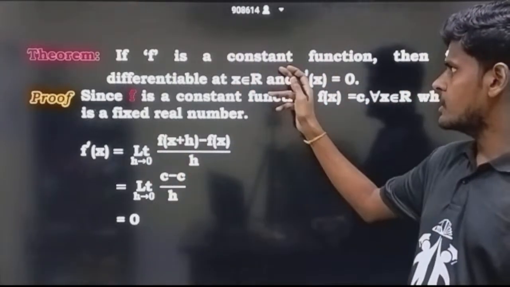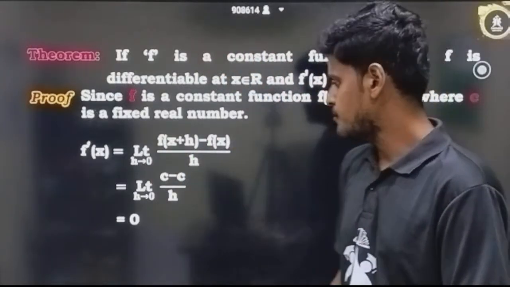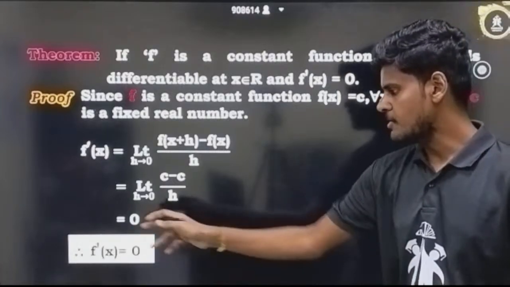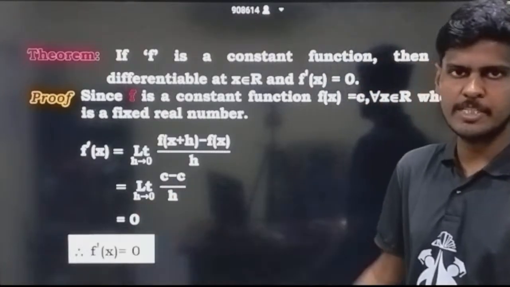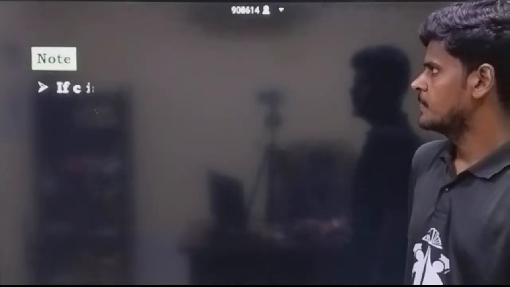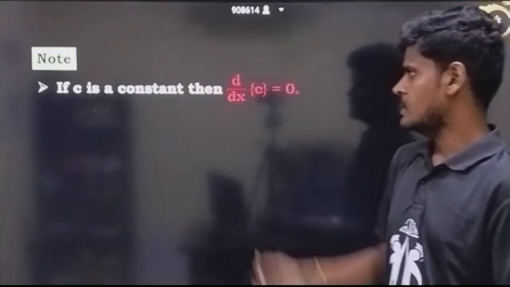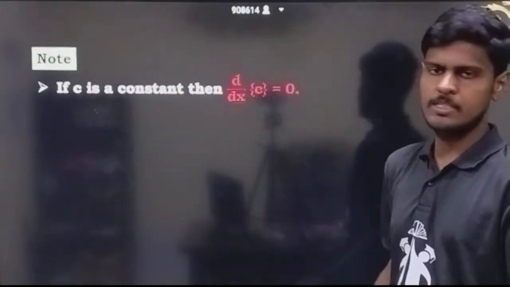So what is the answer for this? The derivative of a constant function is 0. f dash of x equals 0. f of x is c implies f dash of x is 0. If c is a constant, then its derivative is 0.